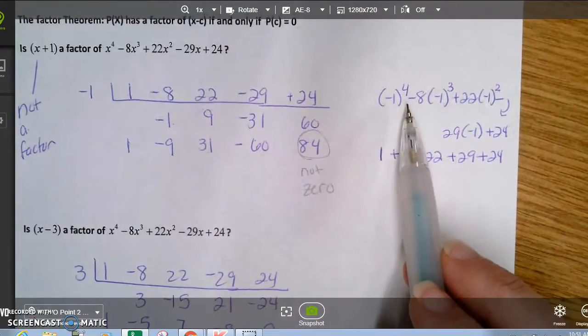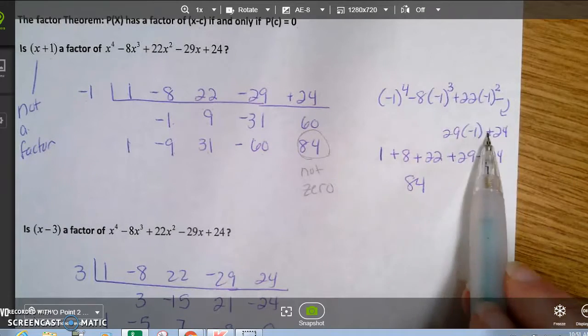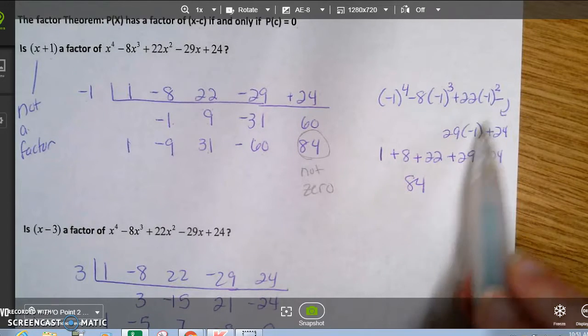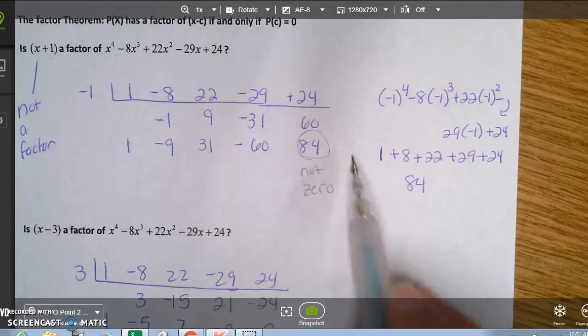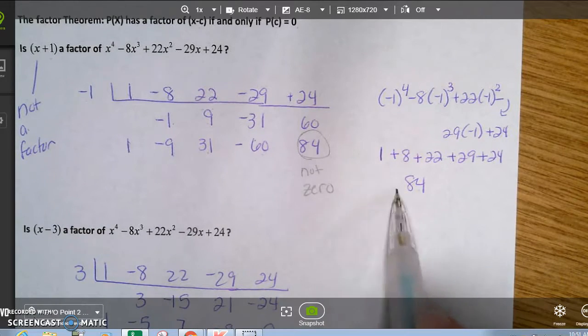I can always check this also with that theorem that we just did, and I can substitute negative 1 into the polynomial, and I get 84. Notice that these are the same number.